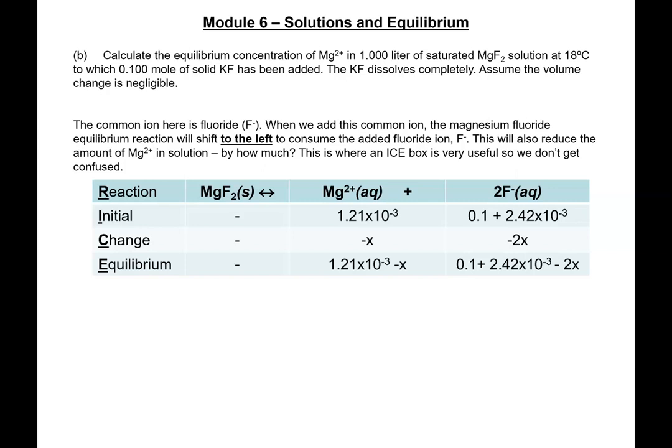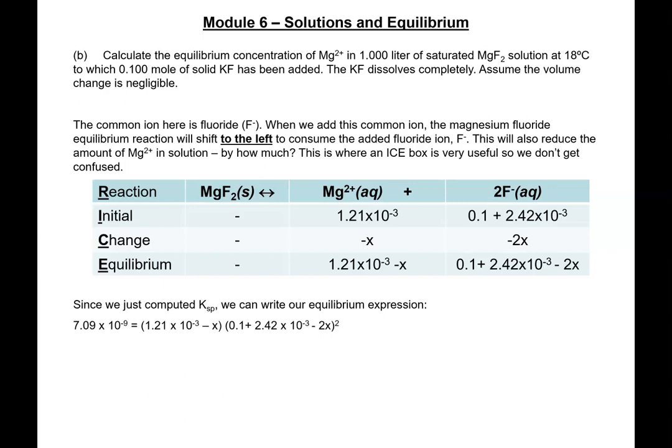At equilibrium, we just sum those two values, initial plus change. So I get 1.21 times 10 to the minus third minus x, and 0.1 plus 2.42 times 10 to the minus third minus 2x. Well, that's going to be some messy algebra. We can write our equilibrium expression though, so let's do that.